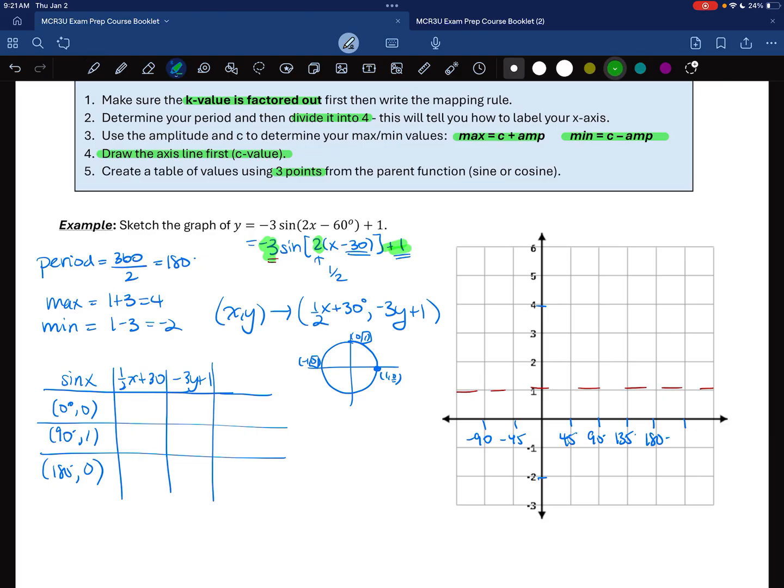So plugging in 0 here gives me 0 plus 30, which is 30, and 0 in here gives me 1. So there's my first coordinate. Then I'm plugging in 90 times a half, which is 45, and 45 plus 30 is 75. And then negative 3 times 1 is negative 3, plus 1 is negative 2. Then 180 times a half is 90, plus 30 is 120, and 0 plus 1 is 1.